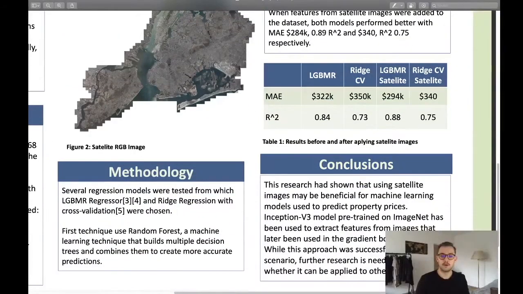And in conclusion, in this particular model, it had been shown to increase the prediction using the visual features. However, more tests need to be taken to prove this to be true.